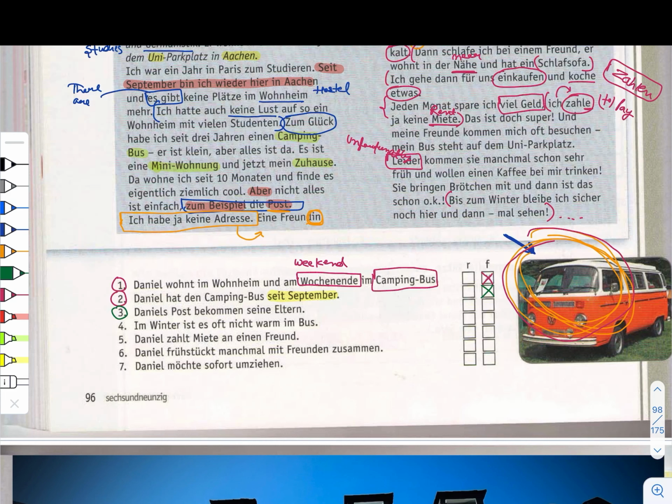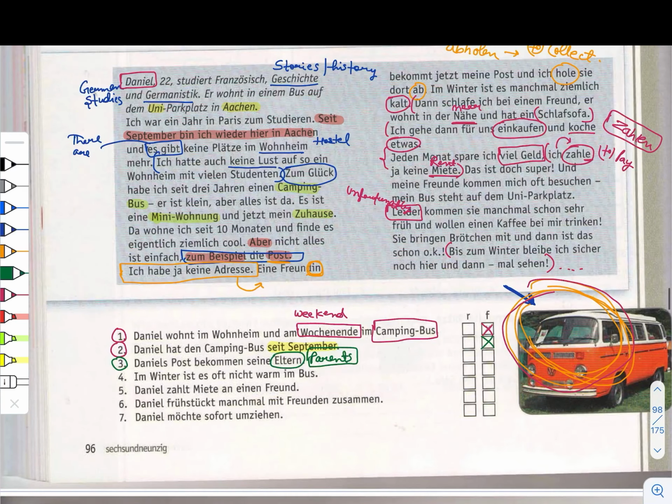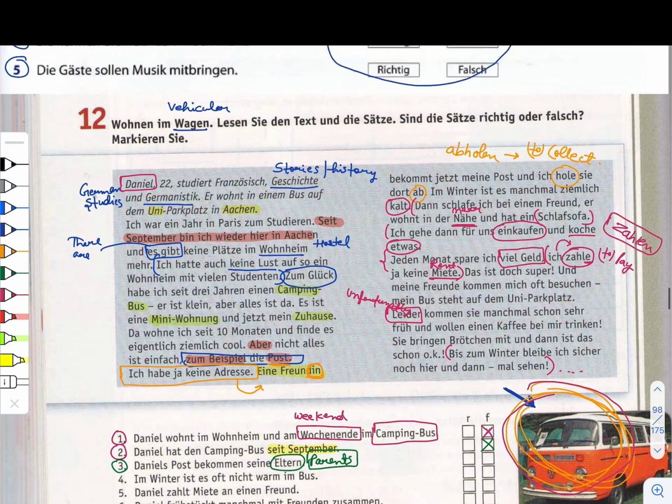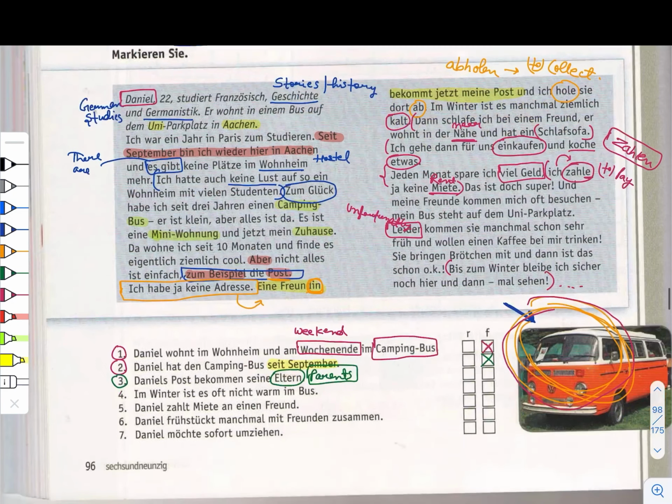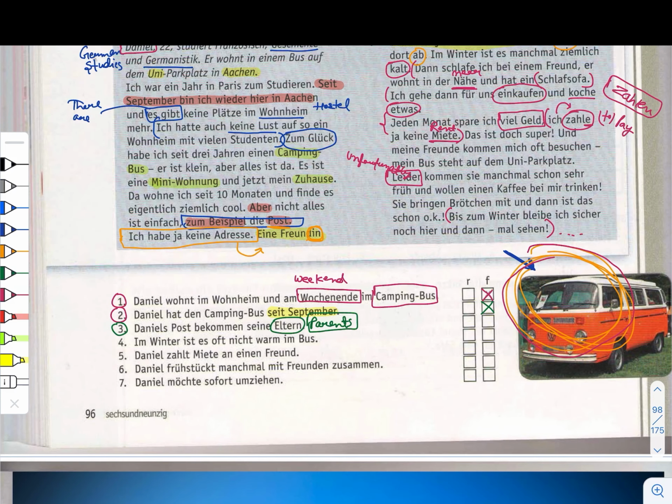Number 3. Daniels Post bekommen seine Eltern. Is Daniel's post being received by his parents? Is there anything about parents in the sentence? No. You will see here, eine Freundin bekommt jetzt meine Post. A female friend receives my post now. Yes. So again, falsch.